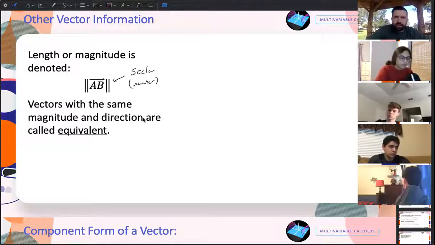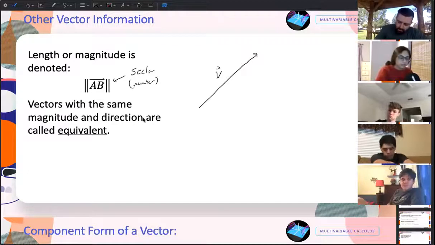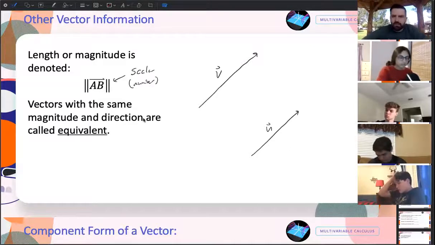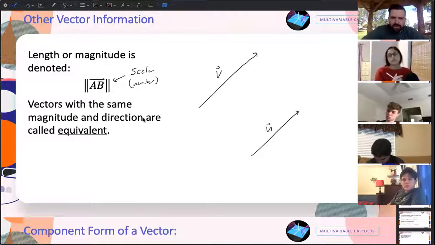Vectors of the same magnitude and direction are called equivalent. So if we have vector V, and we have vector U, and they have the same length and the same direction, they're called equivalent because location is not really one of the main quantities associated with a vector. Where it's located doesn't really matter. Its length and direction do. So when we start working problems, they can be interchanged with each other. It doesn't really matter the location. As long as they have the same magnitude and direction, they're typically considered equivalent.